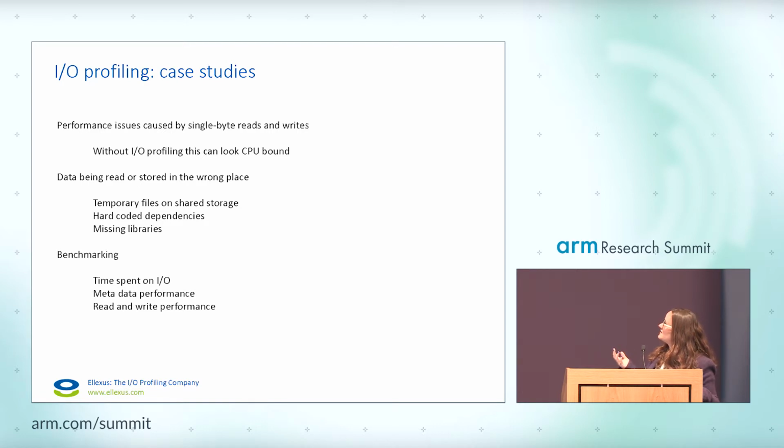Other classic issues that we see are data being read or written in the wrong place, and temporary files put on shared storage. That can really harm performance. Then hard-coded dependencies. It's really easy when you're just hacking something up to stick it in your home directory and leave it there, and before you know it, you've got an entire company with hundreds of engineers with a dependency on your own home directory. We've seen that quite a lot. And again, missing libraries, really easy to do. So those are some of the issues that we've seen that can wreck performance.